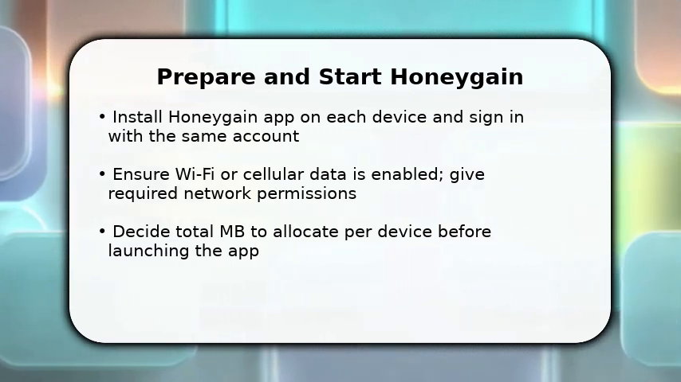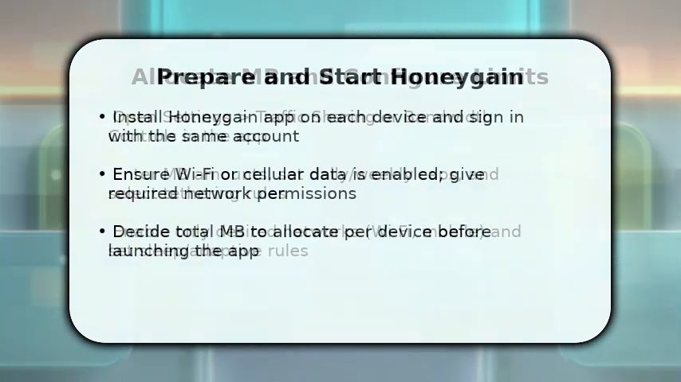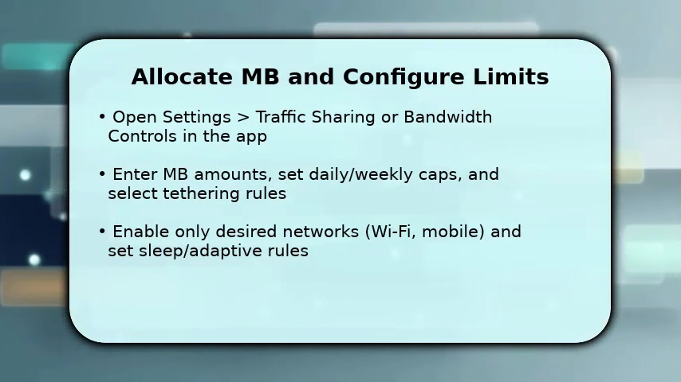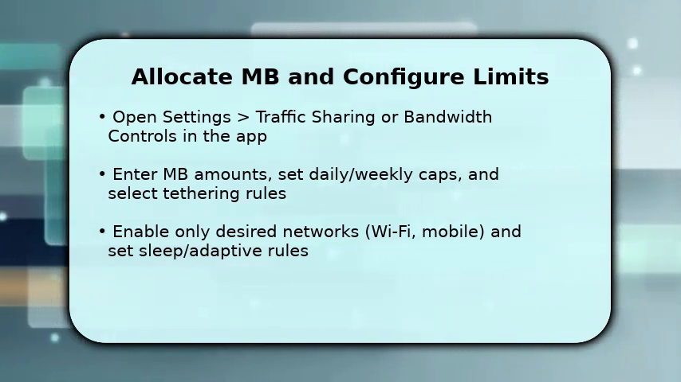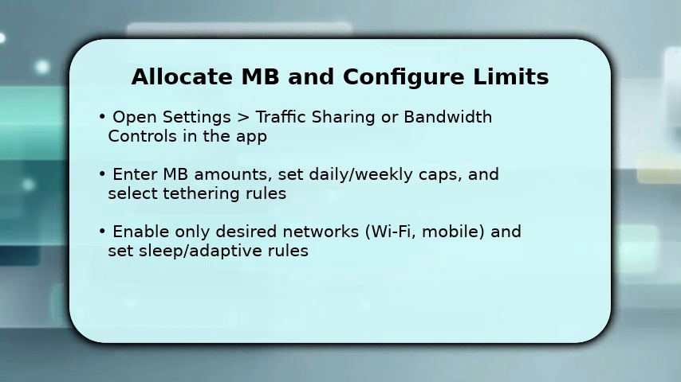Now open the app and move to settings so you can begin allocating MB immediately. You now allocate and fine-tune how MB are shared. Go to settings and find traffic sharing or bandwidth controls. Here you enter the MB per device and set daily or weekly caps so you don't overshare. Also choose which networks are allowed, for example, only Wi-Fi or both Wi-Fi and mobile.